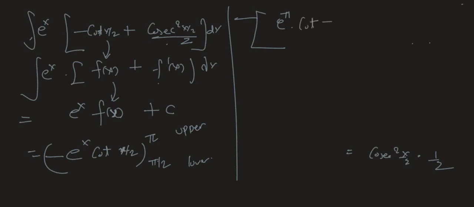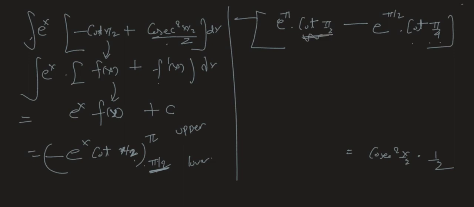So it will be pi by 2 minus lower limit. e^(pi by 2) minus cot x is pi by 2. So it will become pi by 4 because 2 was already there and 1 is pi by 2. Together it will be pi by 4. Correct. What is cot pi by 2?